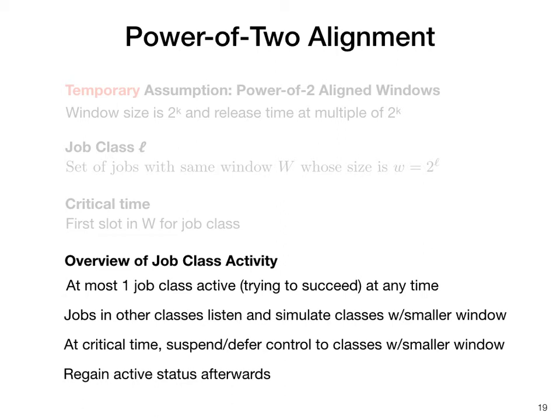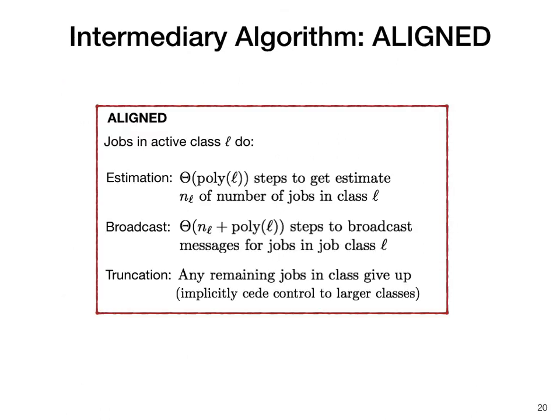So, what are the jobs in a job class doing while they're active? There are 3 main activities. The first is estimating the number of jobs in the class. This runs in time polylog of the window size, or poly-L. This estimate is accurate to within constant factors with high probability in the window size. Once an estimate is achieved, it is used to set the number of steps for making broadcast attempts for those jobs in the active job class. Finally, those jobs that do not succeed in this time for broadcasting give up, and this is referred to as truncation. But with high probability in the window size, a job class should avoid truncation.